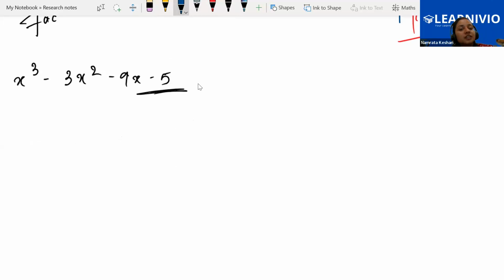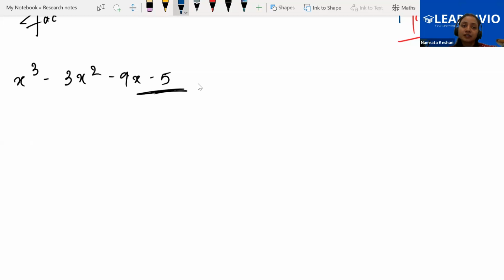And what is that concept? Listen to me carefully. A quadratic polynomial we will be able to solve by splitting the middle term, which I was explaining to you. But when we have a cubic polynomial, it is really difficult to do the factorization. So this one is a cubic polynomial, right? And there is no proper method to do the factorization of a cubic polynomial. What we can do is try finding the zero of this cubic polynomial.